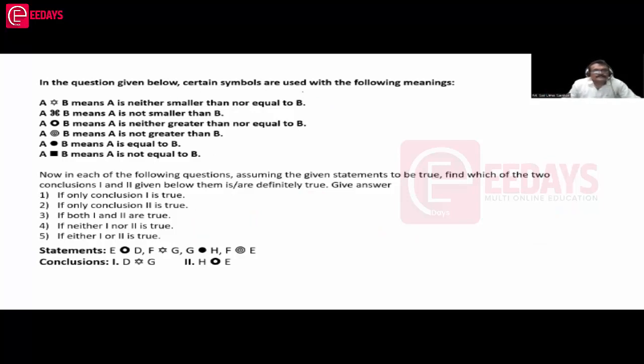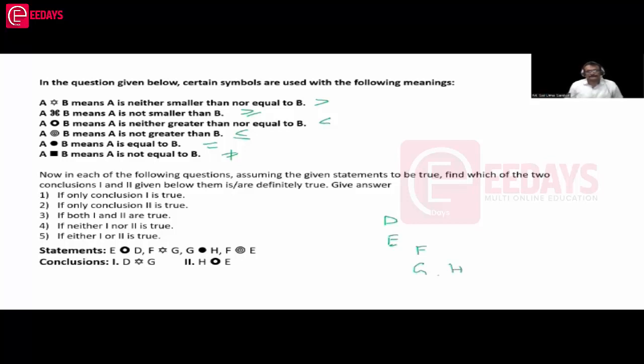Next one. Neither smaller than nor equal to is greater than. Not smaller than is greater than or equal to. Neither greater than nor equal is less than, and this is less than or equal to, this is equal, and this is not equal. Next, E is less than D. Next, F greater than, less than or equal to E. So F is less than or equal to E. F is greater than G. So G is here. Next, G equal to H.